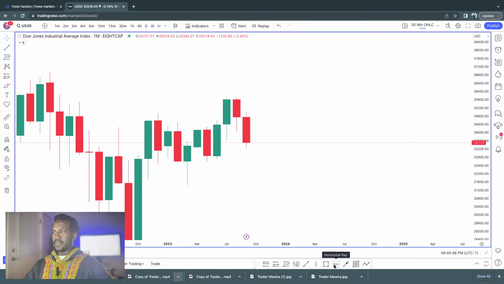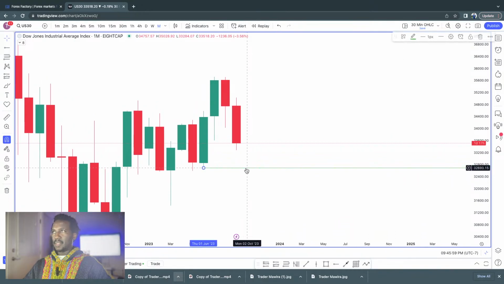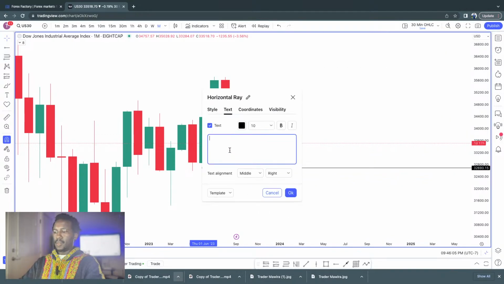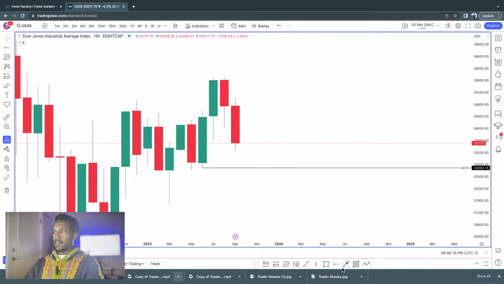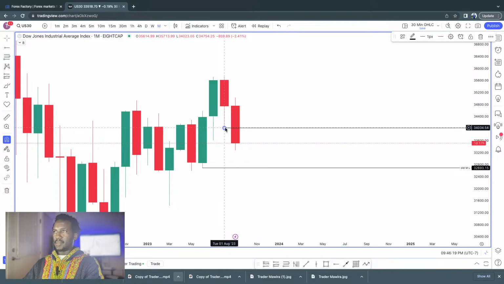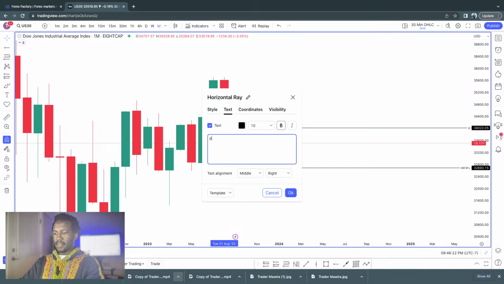I'll take this horizontal ray right here, and I will put a line down there. So let's put this magnet icon up here, so we can have an easy time. It just snaps to the point that you want. Let's turn this back to black, and then we start by naming it, and I'll call it an old monthly low, right? So if I just put old ML, I just know that means the old monthly low. And you can also do this if you want. You can call that a previous monthly low, right?